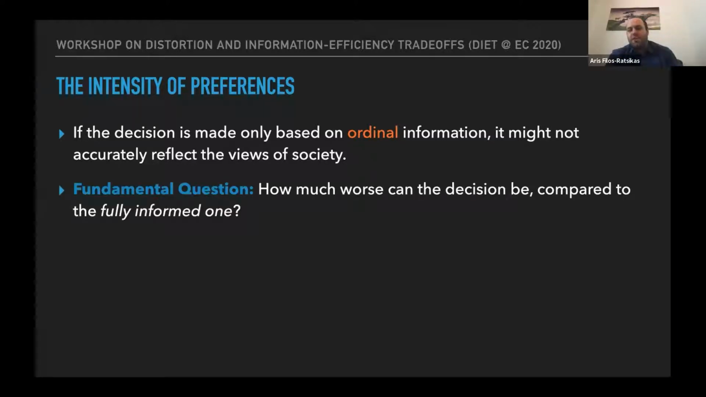The fundamental question here is, if we made the wrong choice, how wrong is this choice? In other words, how much worse can this decision be when we compare it to the fully informed one? So what is the fully informed decision? In the context of the example that I showed you before, it is basically the decision that we would have made if we had access to the comments as well as the preferences.